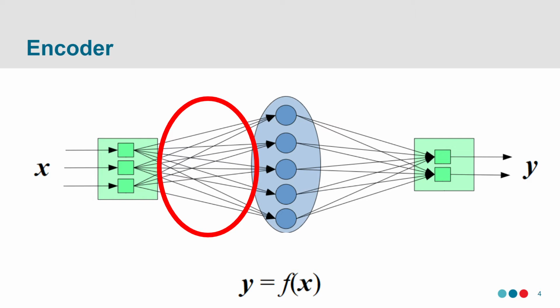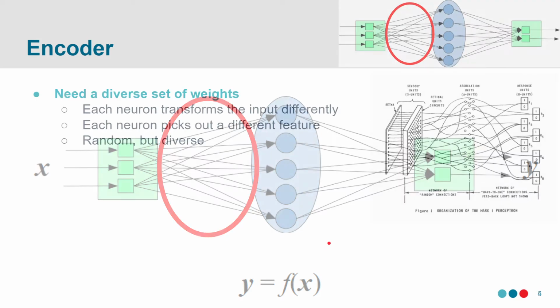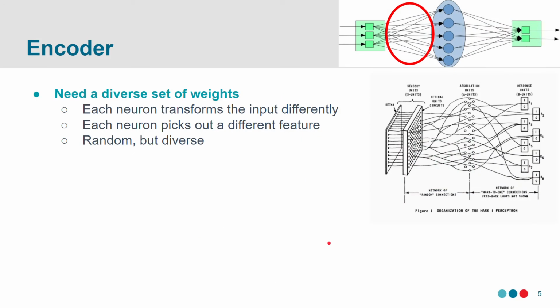In a normal neural network, this would be a set of connection weights that you multiply the input by. You've got some input, some set of connection weights, and that's going to be going into your actual neurons themselves. How are we going to do that? Well, we need a diverse set of weights.